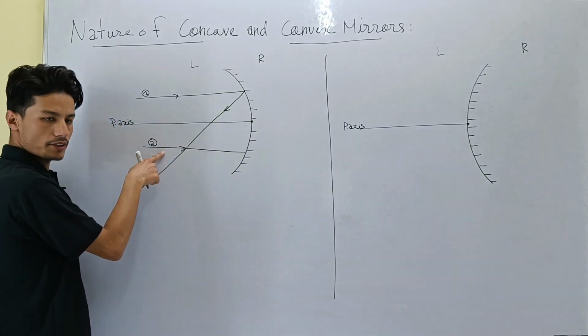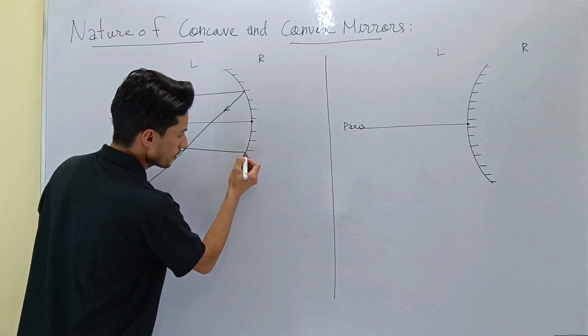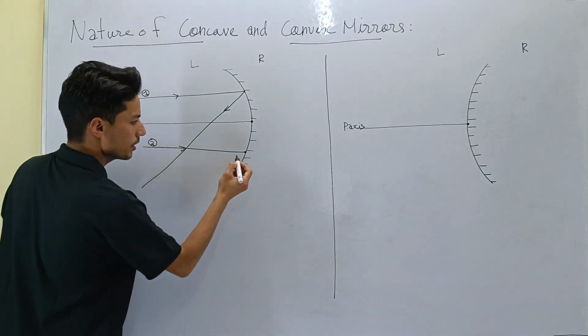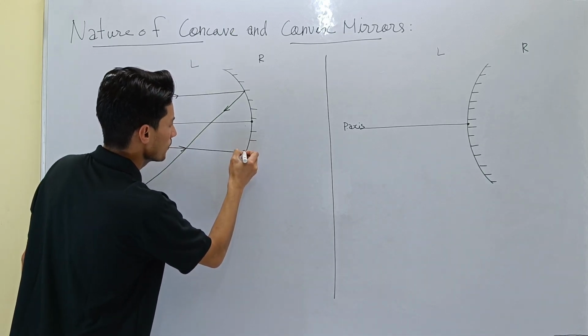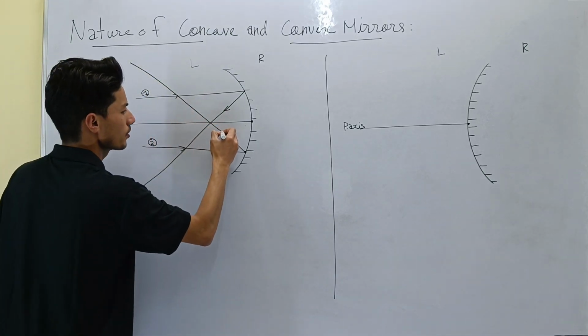Now let's consider the second ray. So the ray goes straight towards the mirror and hits the mirror at this point, so this becomes the point of incidence. Then reflection will take place from here, so it will reflect back. As it reflects, it will go like this. So this is the reflected ray.